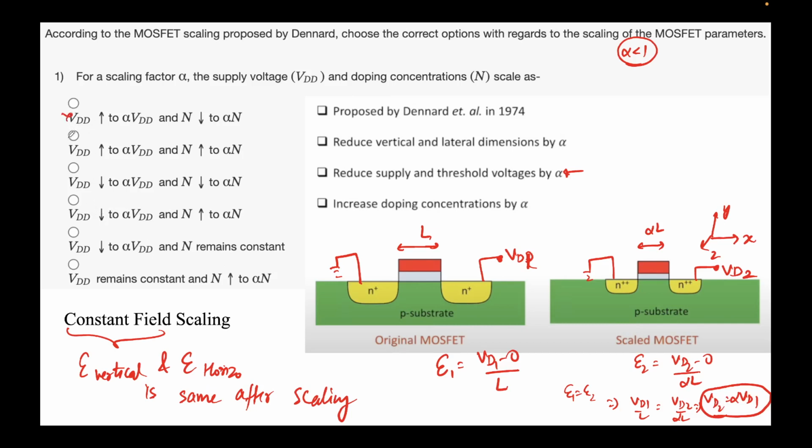So this is not correct. This is not correct. Yeah, this is not correct. So one of these three. What about the doping concentration? Here it says it gets increased by alpha.